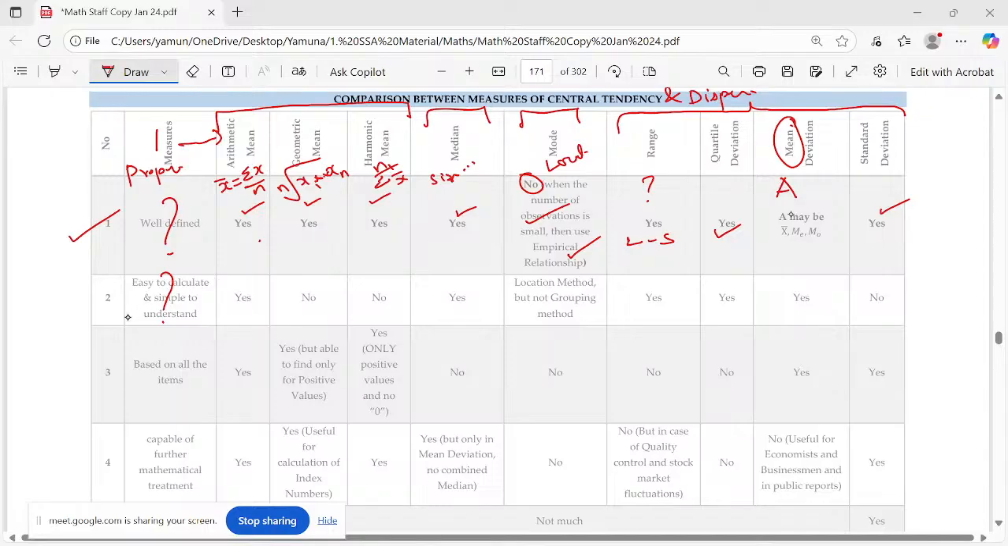Okay. Second point: is it easy to calculate and simple to understand? Arithmetic mean by formula is very easy. If I ask you to find mean, which mean will you find? By default, we'll go for arithmetic mean. Because for geometric mean, obviously you'll ask me how to find the nth root. And harmonic mean, usually we go by 1 by x, and still sometimes we don't have clarity on why we are taking 1 by x.